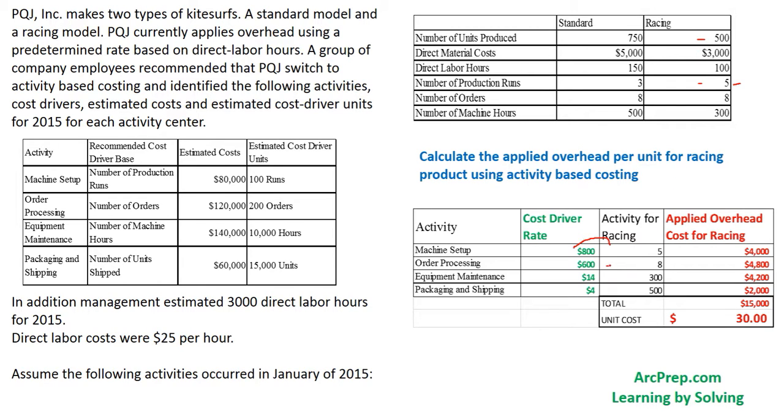Similarly, order processing requires 8 orders. Equipment maintenance, they require 300 machine hours, and finally we are producing 500 units. So what I did was I multiplied them and then I added all of them up. The total overhead was $15,000. Per unit cost for overhead was 15,000 divided by 500 right here. So it was $30 per unit.